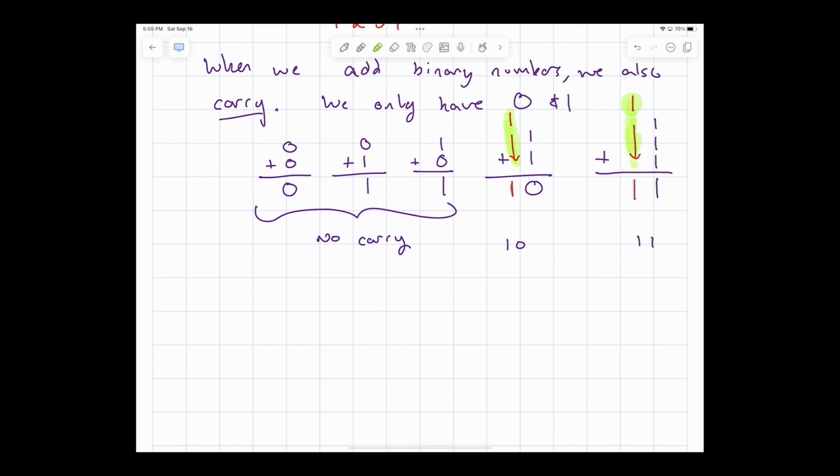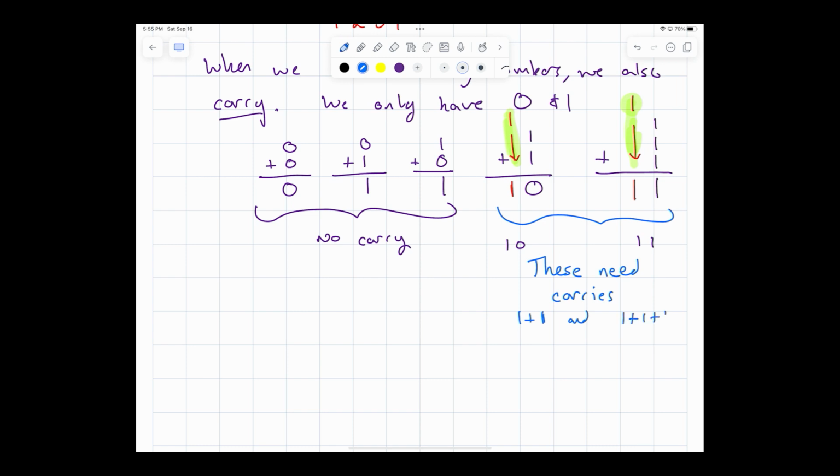Anyway, there and there, those are your carries, right? And then we just brought them down. There. So those are your carry operations. I want to label them as carry operations. So we will. So these needed carries. So that's basically 1 plus 1 needs a carry, and 1 plus 1 plus 1. Those are what needs carries.